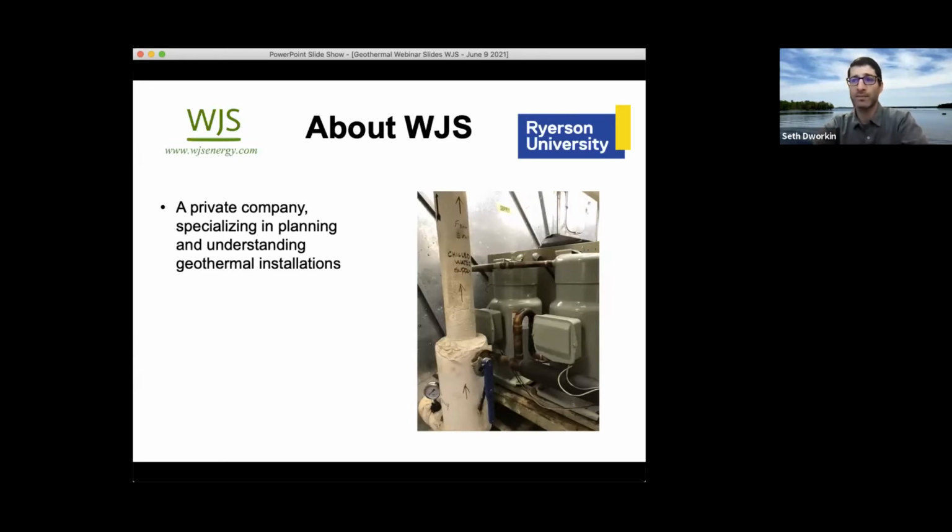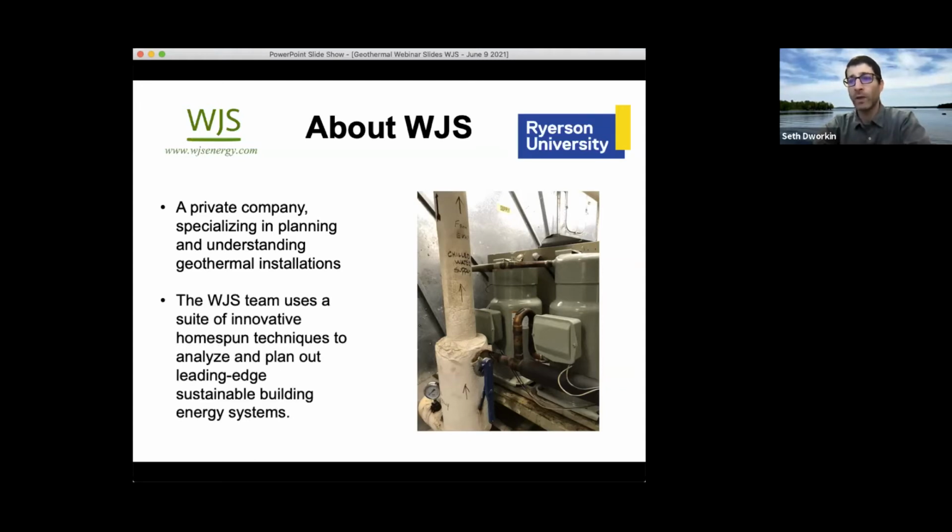It specializes in planning and understanding geothermal installations for a variety of different types of clients in governments, municipal and federal, private sector, education sector, and so on. And we use a suite of innovative techniques to analyze and plan leading edge sustainable building energy systems. We help advise and we help do all the calculations needed to complete the process and understand costs and operation and efficiency and so on.